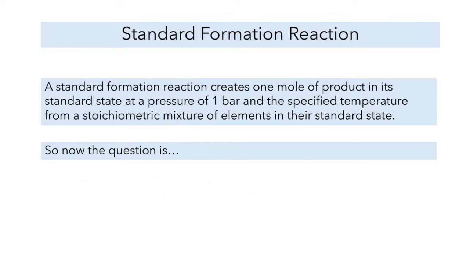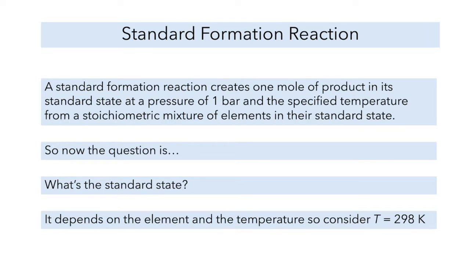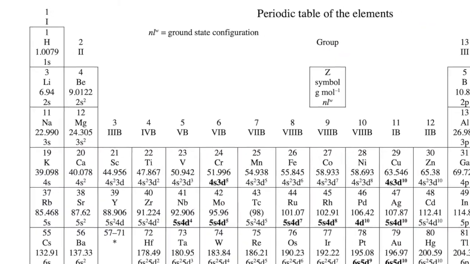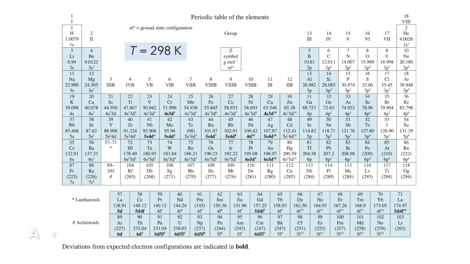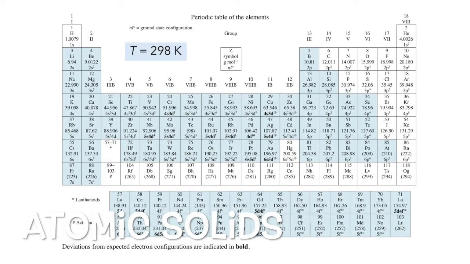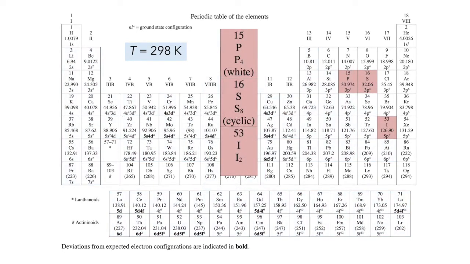So now the question is, what's the standard state? And of course, that depends on the element and the temperature. So let's consider standard ambient temperature of 298 Kelvin, and we'll take it to the periodic table of the elements. Most of the elements at 298 K are atomic solids. And most of these are either in FCC or BCC crystals, whereas only one element, polonium, exists as a simple cubic structure. There are 3 elements that have molecular solids as their standard state.